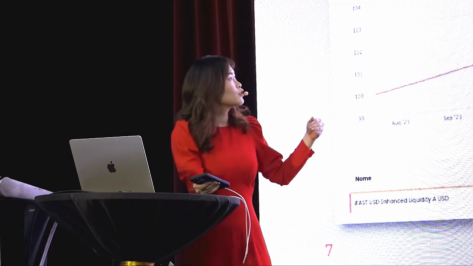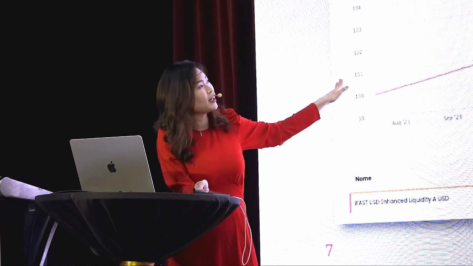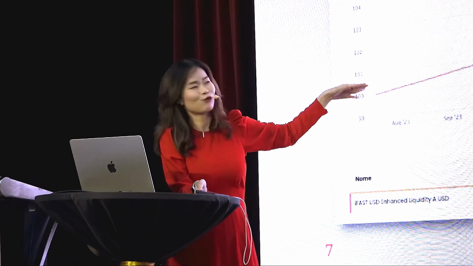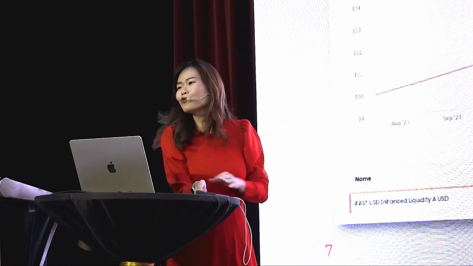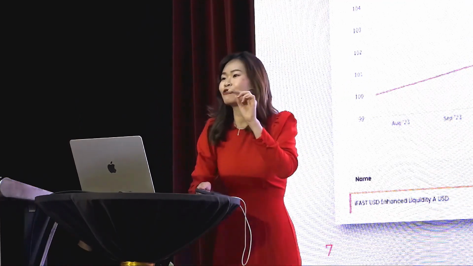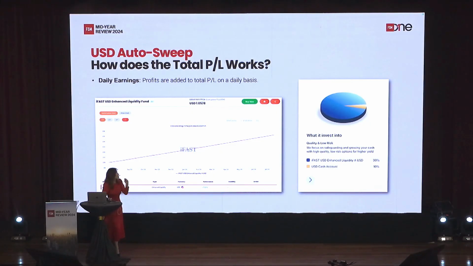All right. So as you can see here, the fund is almost always upward sloping. So the NAV increases every day. That's why for your total P&L for your Auto-Sweep, you will see a daily increase in the total P&L and also your current available balance. Yeah. So this is how the total P&L works for the Auto-Sweep.